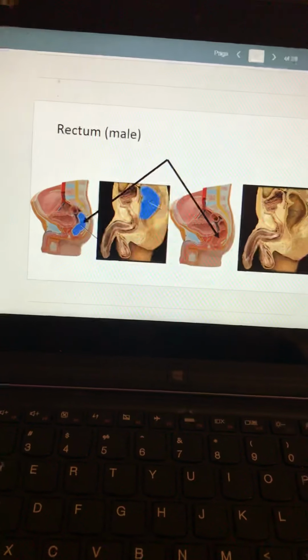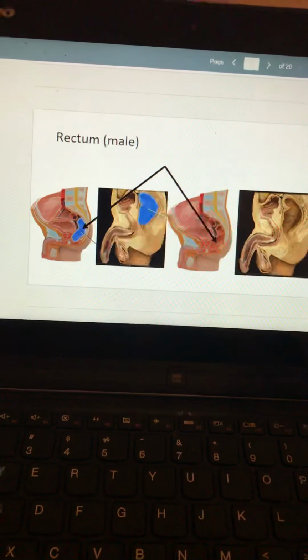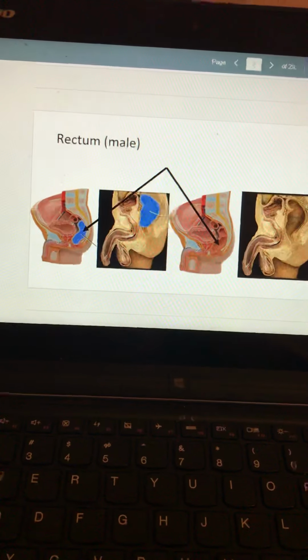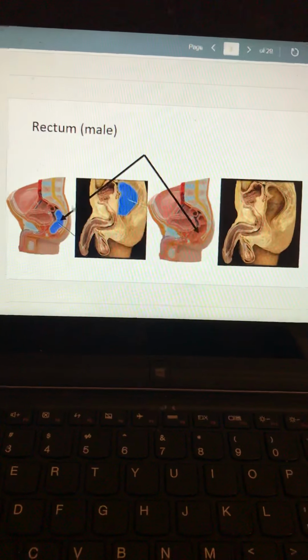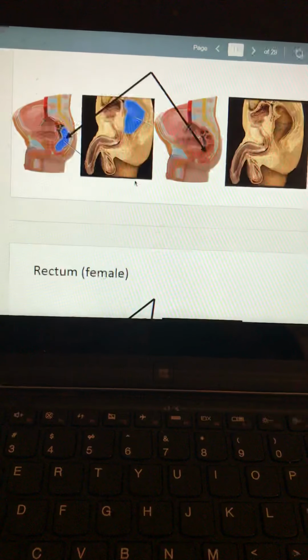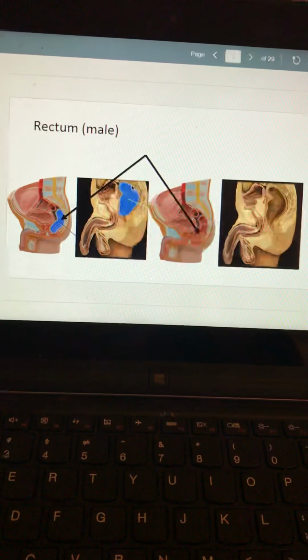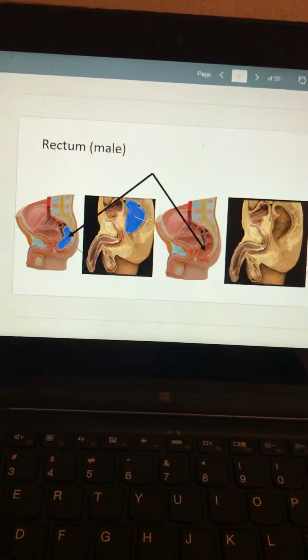So first we're going to start off with the male rectum. Here we could see the rectum cavity of the male in the blue right here. This is where it emphasizes more. The male reproductive system contains the testes and the prostate gland.